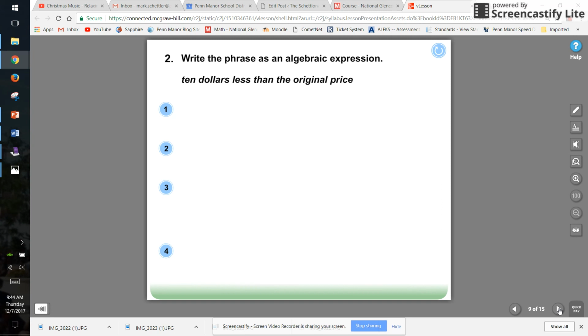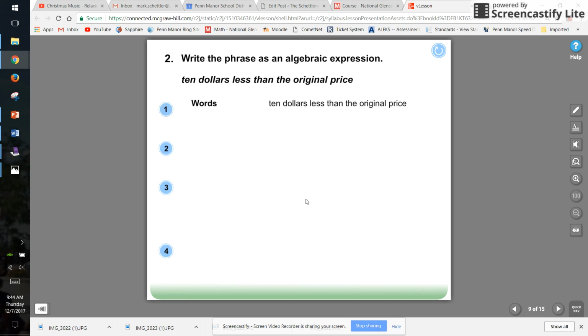$10 less than the original price. When you see the word less, what do you think of? Do you think of multiplication? Do you think of division? Do you think of addition or subtraction? I agree with you. Subtraction is what I view. So, $10 less than the original price.